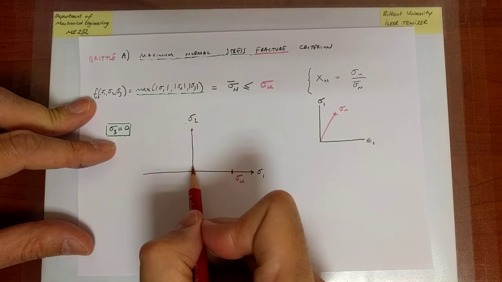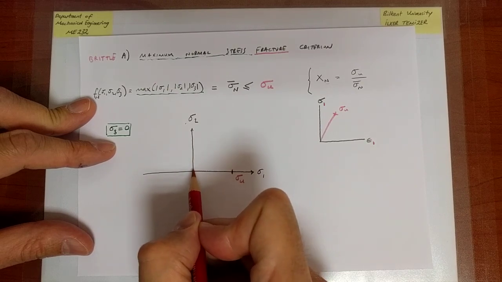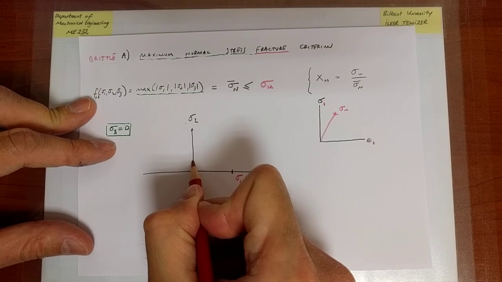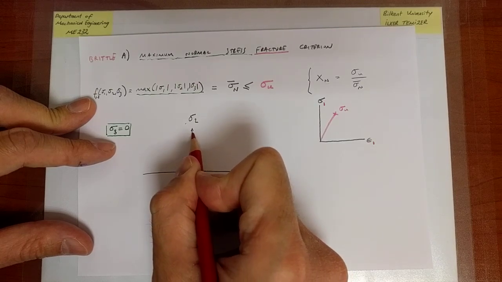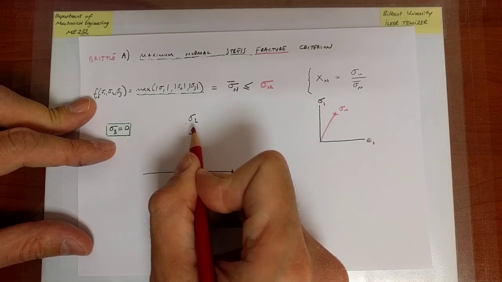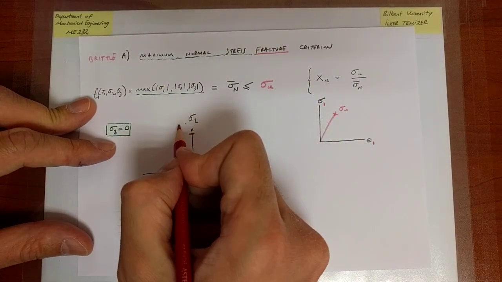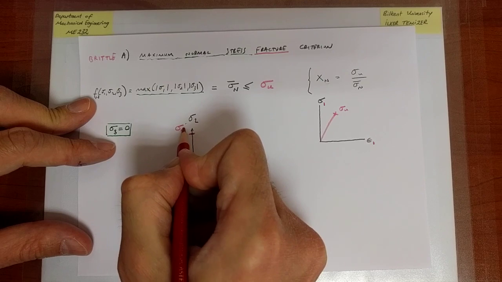Then I do the same thing by taking the material and loading it in the other direction, the 2 direction. I keep loading only in the 2 direction until failure occurs. What is the failure value? Well, this is also uniaxial loading, not in the 1 but in the 2 direction, so the failure strength is again equal to sigma u.